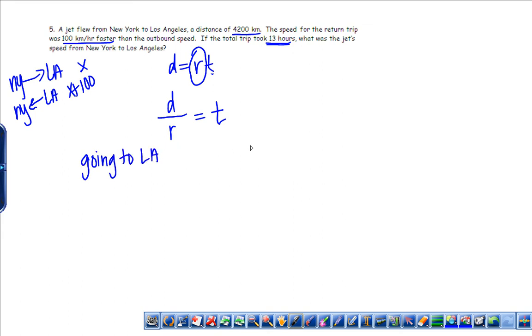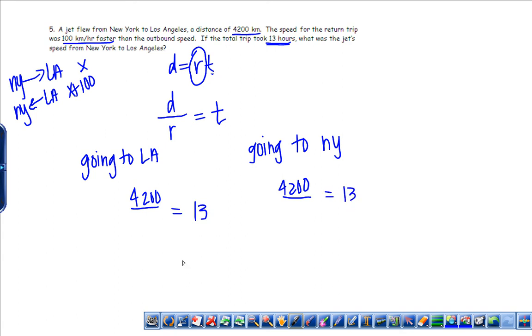Going to LA and going to New York. So my distance is 4,200 for both of them. My time is 13. Did not change. My return trip.